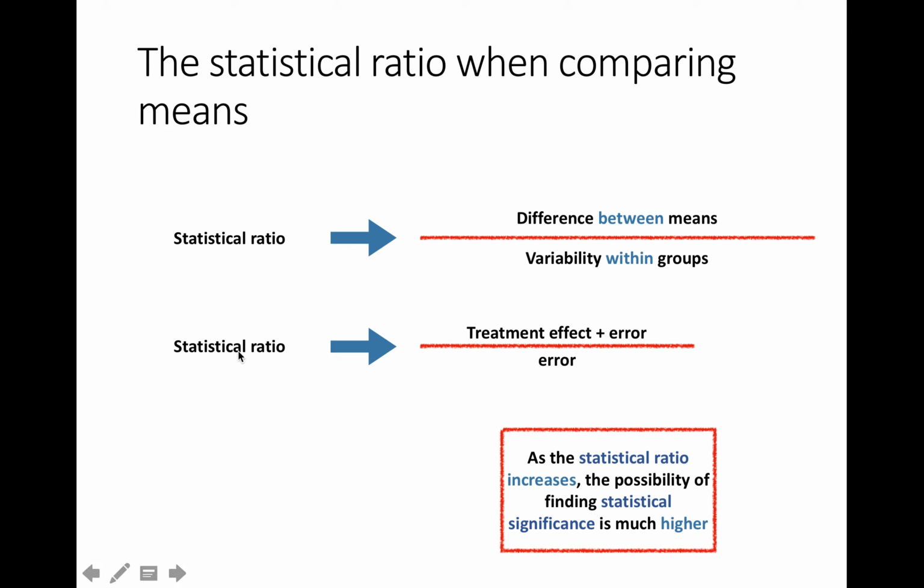Here we can also see that the statistical ratio is the treatment effect plus error, which is the difference between means, divided by the error, which is the variability within groups. What I want to explain here is that if the treatment effect is pretty small, the statistical ratio will be close to 1, because it will be like error divided by error. But if the treatment effect is big enough, you'll see a bigger number in the numerator, and then your statistical ratio will be a bigger number, which means it will be easier to find differences between groups. So, as the statistical ratio increases, the possibility of finding statistical significance is much higher.